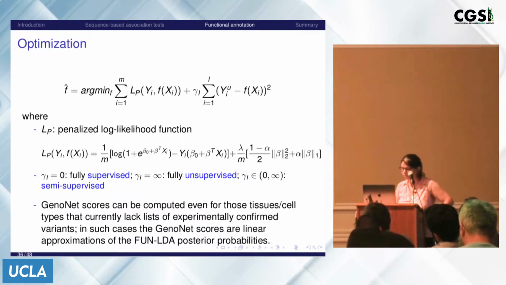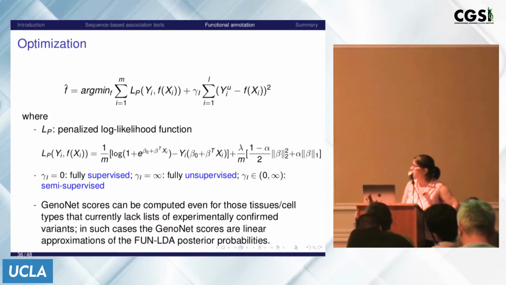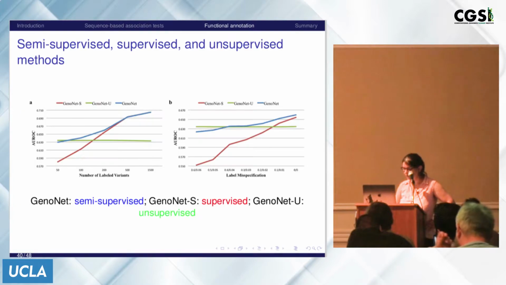One of the nice properties of GenoNet is that you can compute these scores even for cell types or tissue types for which we don't have experimentally confirmed variants. In that case, when M is 0, the predictions from GenoNet are just linear approximations of the FUN-LDA posterior probabilities. I'm going to skip how we actually do the estimation, and I'm going to show you some results.